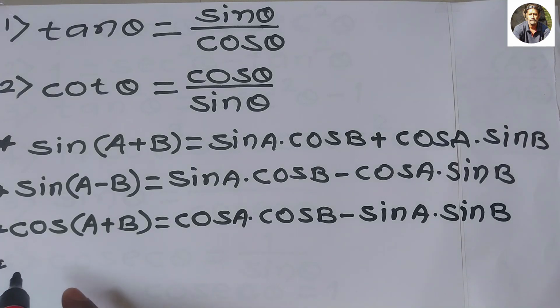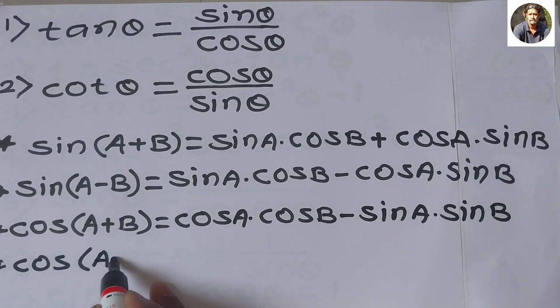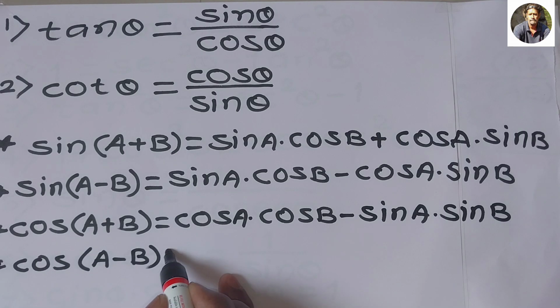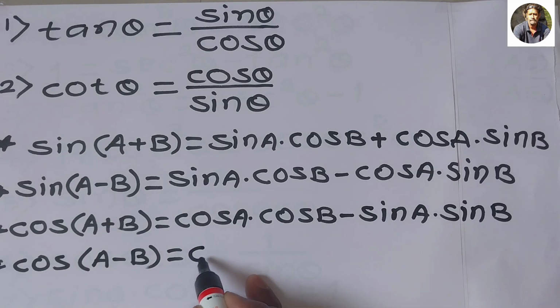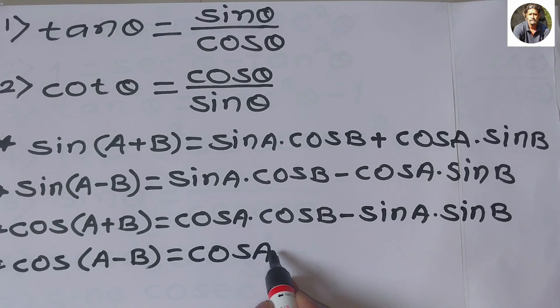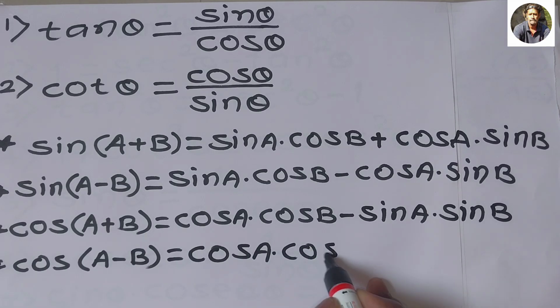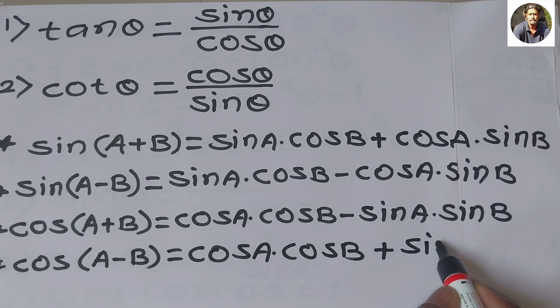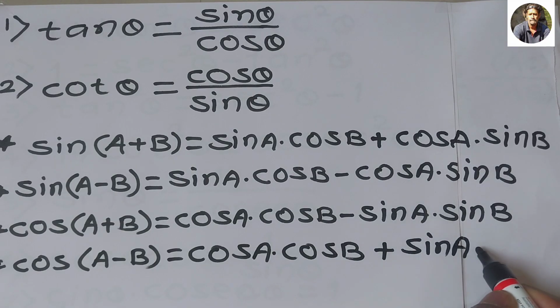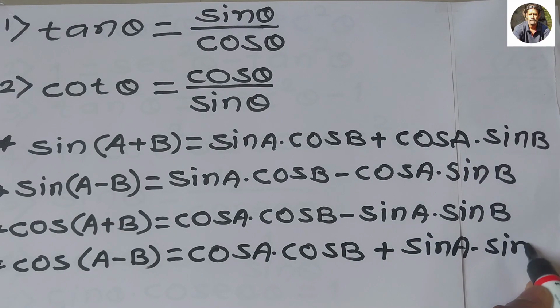Then the next formula, cos(A minus B), is equal to, only we put a plus sign here, that is cos A cos B plus, we write the same, sin A into sin B, this way.